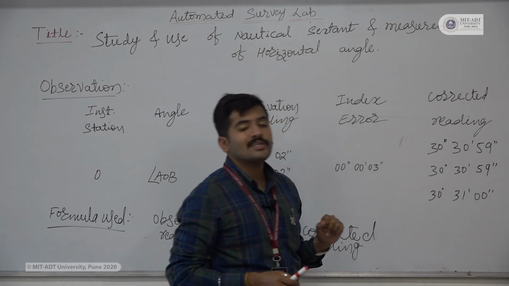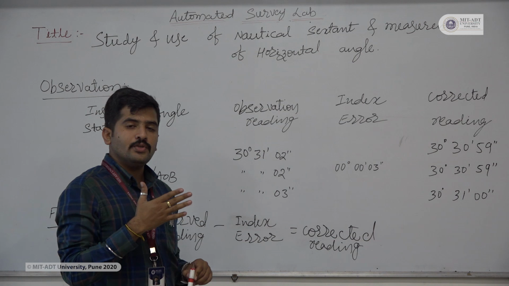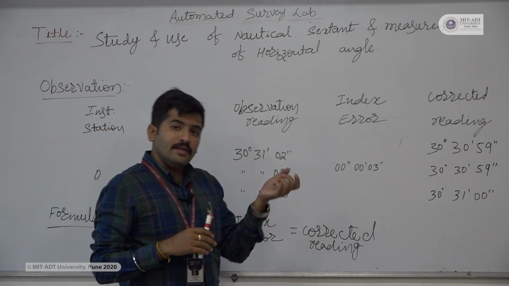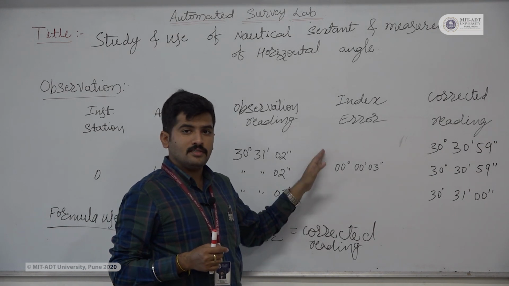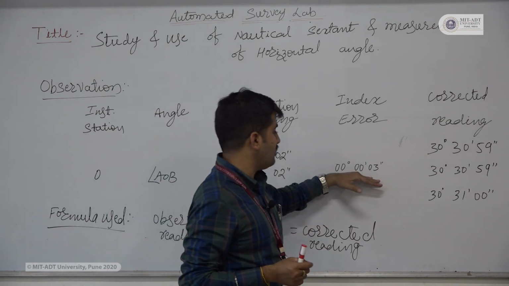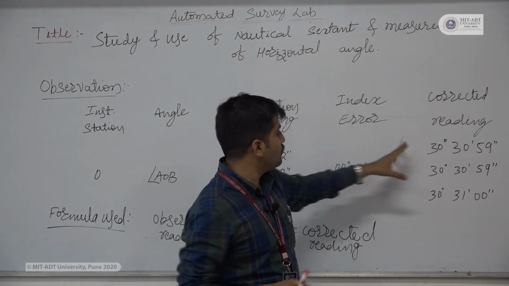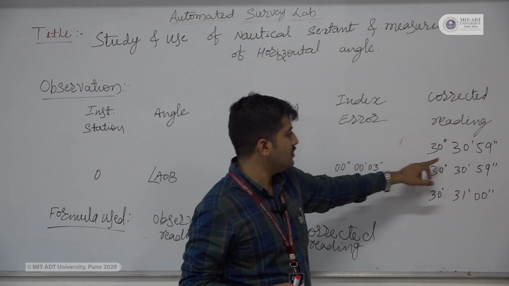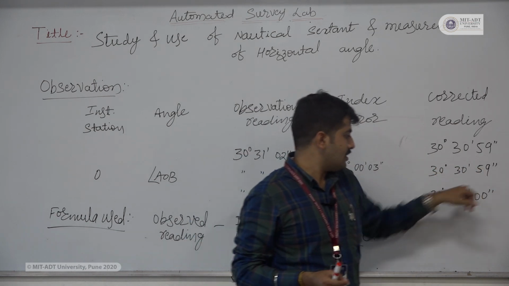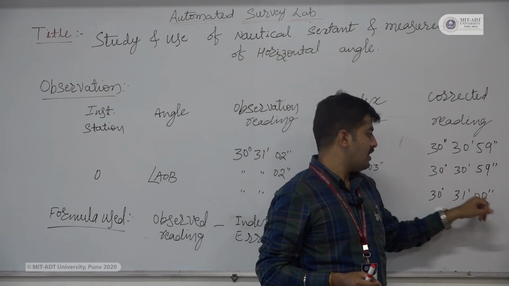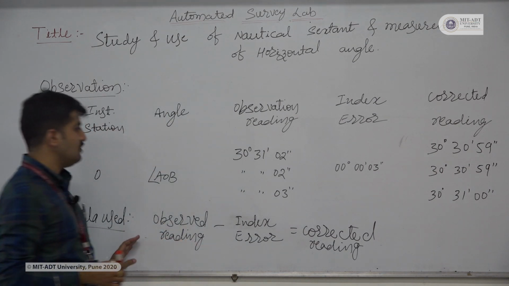Why do we need to record the corrected readings? Because with age or usage, the index arm or instrument develops a minimum error. That error is pointed out by seeing the drum. The drum error, initially this value, needs to be subtracted from the reading values. So we got corrected values: 30 degrees 30 minutes 59 seconds, 30 degrees 30 minutes 59 seconds, and 30 degrees 31 minutes 00 seconds. These are the corrected readings and this is the formula.